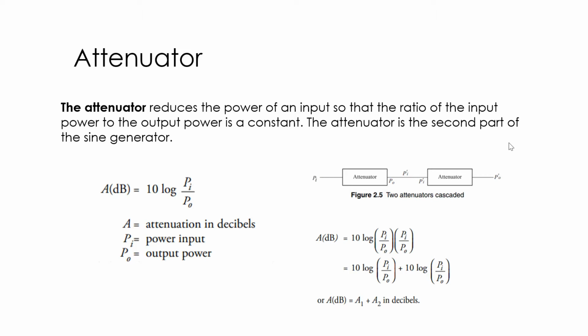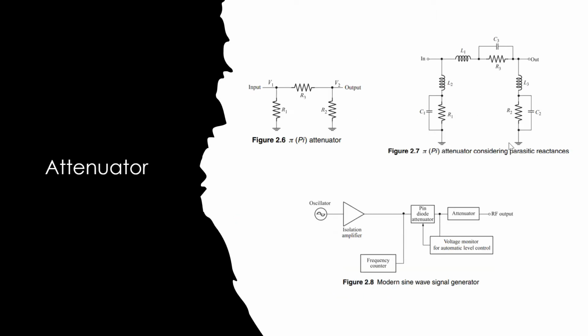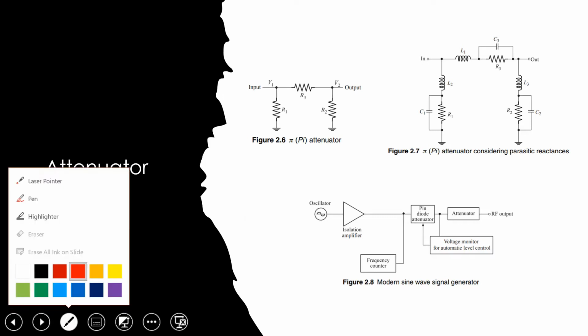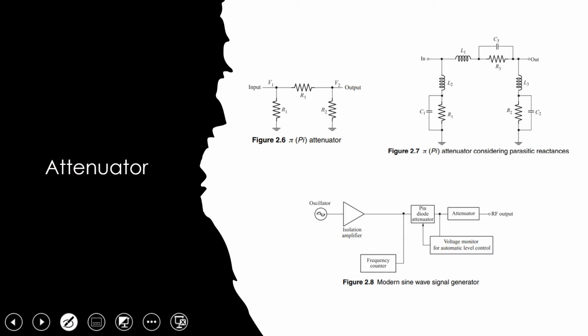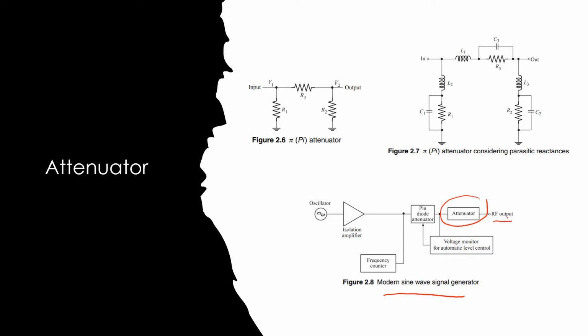So this is the attenuator. If we look at figure number 2.8 in the textbook, we know that we have an attenuator here, in this modern sine wave generator, before the RF output. And the signal generator is used to generate the signal. So what is the function of the attenuator in this block diagram?